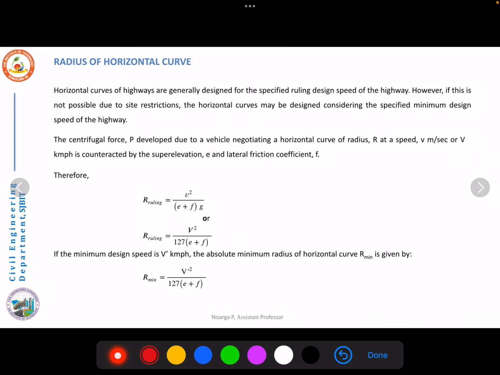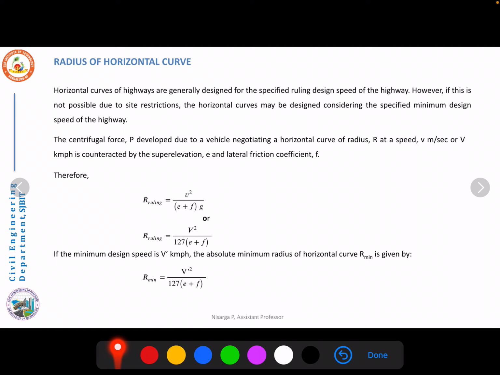Once we decide the super elevation, we can check the radius of the horizontal curves. Horizontal curves of highways are generally designed for the specified ruling design speed of the highway. However, if it is not possible to provide the horizontal curve for the ruling design speed due to site restrictions, the horizontal curves may be designed considering the minimum design speed of the highway.